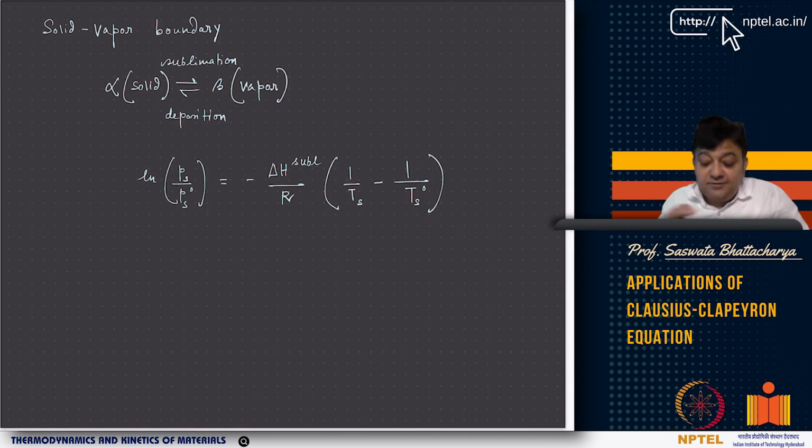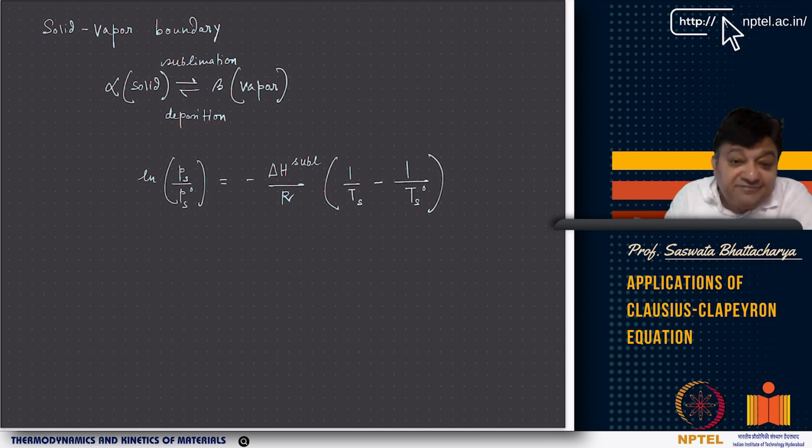For the solid-vapor boundary, you can go exactly the same way. Here it is solid to vapor, sublimation or deposition, and then you get ln(P3/P3 naught) equals this term: minus delta H sublimation, that is the change in transformation. Again, we are assuming that delta H sublimation does not depend on temperature.